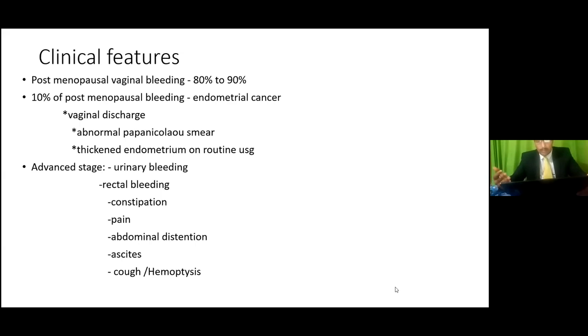Or pain may be there. And abdominal distension is due to the extent of the tumor and the involvement of the liver and so on, due to which abdominal distension may be there. And if there is involvement of the liver, the portal venous tension and pressure will be raised and there will be ascites. And if it is involving the lungs, in endometrial carcinoma, there will be hemoptysis. So whatever the clinical features are, they are strictly attributed to the stage of the disease. Depending upon the involvement, the clinical features vary.